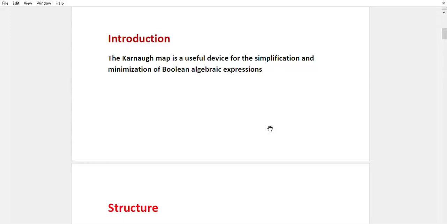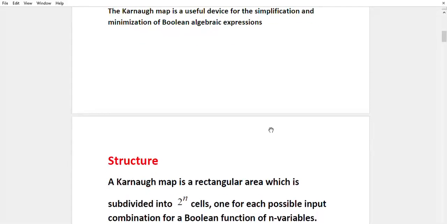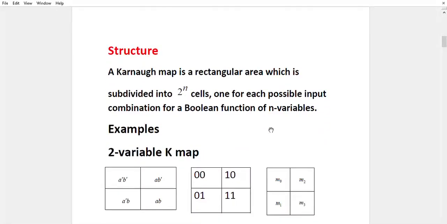Introduction. The Karnaugh Map is a usual device for the simplification and minimization of Boolean algebraic expressions. First, let us see the structure. The Karnaugh Map is a rectangular area which is subdivided into 2 power n cells, one for each possible input combination for a Boolean function of n variables.